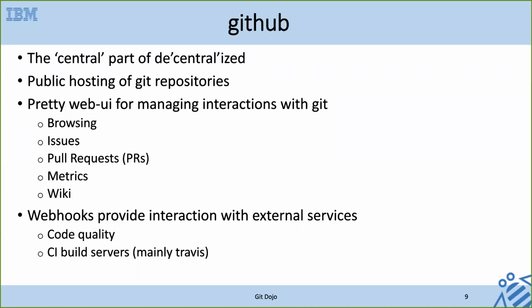Along with that, you get metrics. So GitHub is tracking how many people are looking at your project, and you can get an idea from that, as well as a wiki. But there's many other things that I'm skipping, but these are some of the big important ones. And then GitHub also provides interaction with external services, and the primary use for that is, oh, here, run my tests when I make a push.